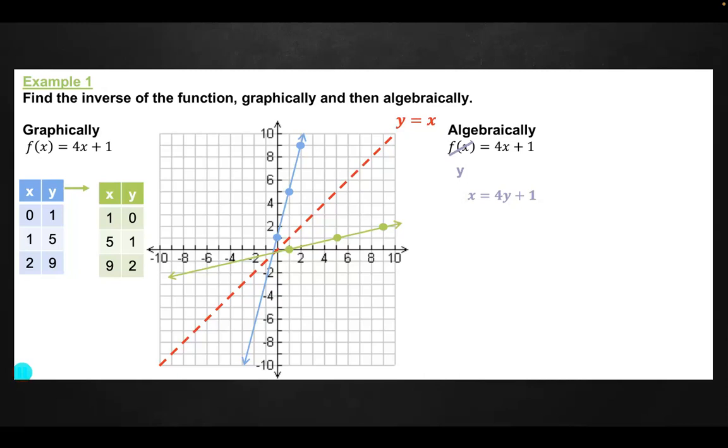I'm going to use algebra to solve for y. So I'm going to subtract 1 from both sides, and then I'm going to divide both sides by 4 to get y by itself. This new equation represents the inverse of your given function. If we want to use the specific notation for representing the inverse of our function, it looks like our f function but with a little -1. That just means f inverse notation. So I'm going to say f inverse of x is equal to x minus 1 over 4.